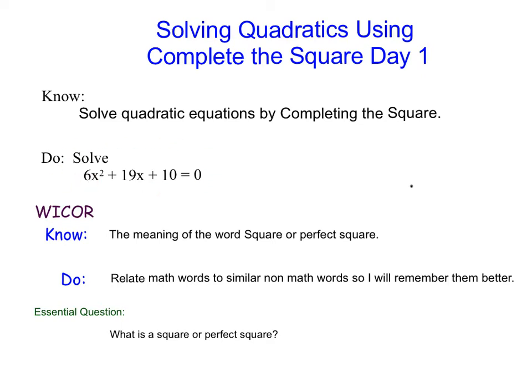For our wicker know and do, the meaning of the word square or perfect square. Our essential question for today is, what is a square or a perfect square? All right, let's go ahead and begin the instructional material.